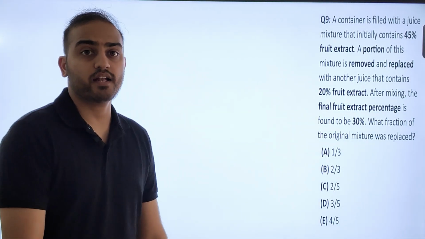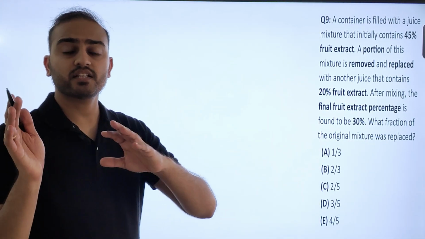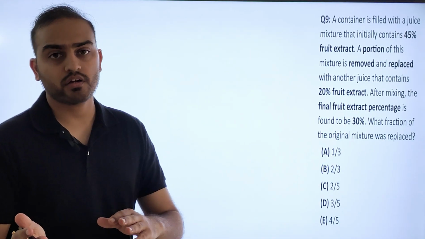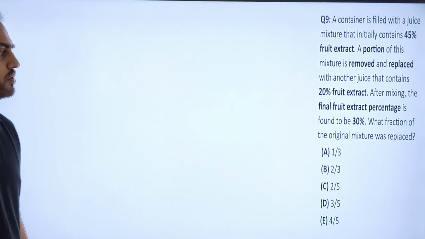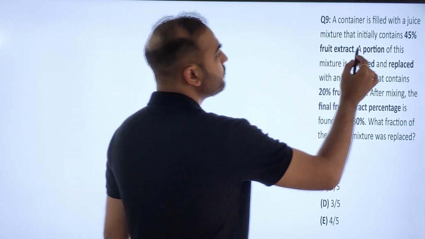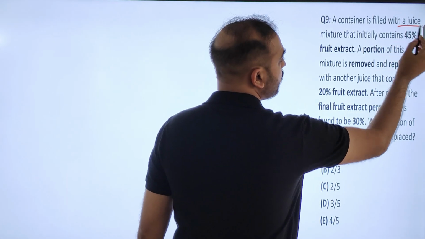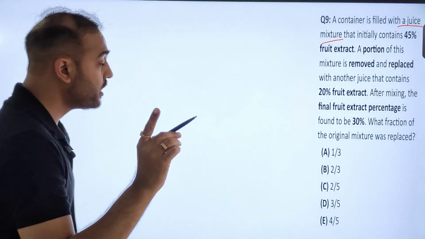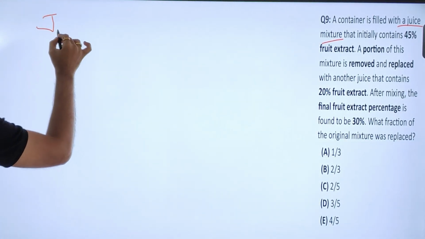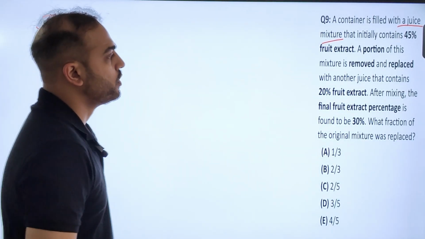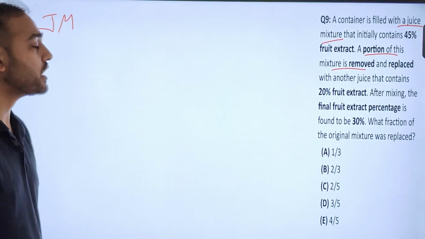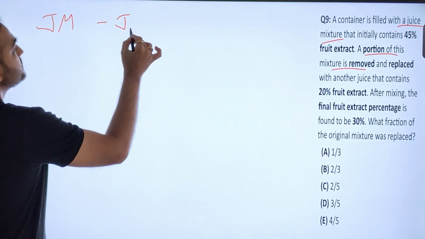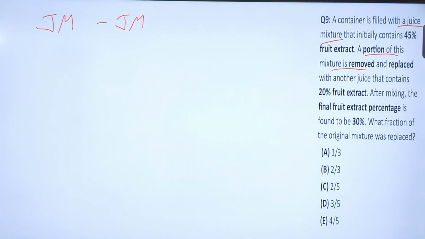Again, if you see another interesting question, we have certain things which are being removed and replaced. Do not worry, the table will work for you. We have a container which already has juice mixture. Then a portion of this is removed. How much is removed? I don't know, but some amount of juice mixture is removed.